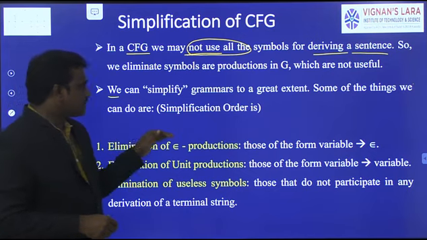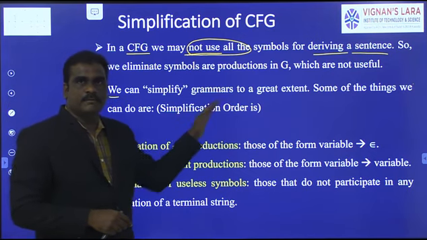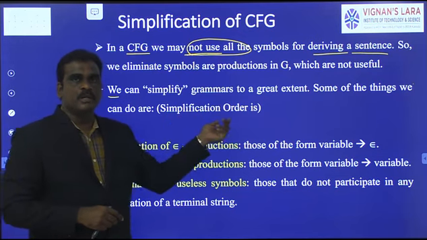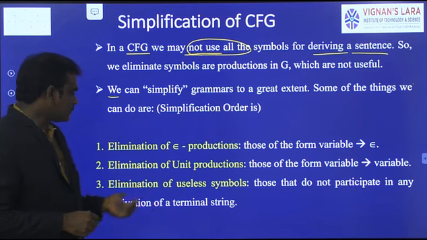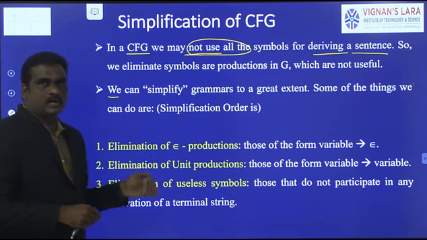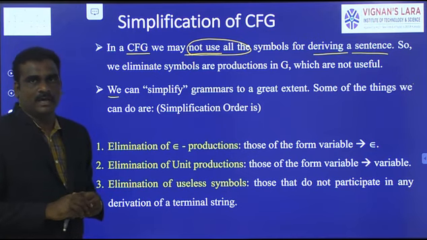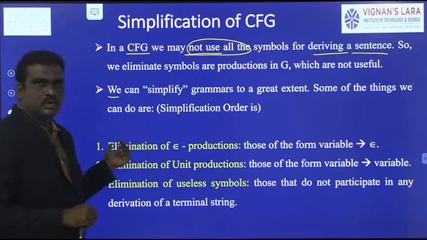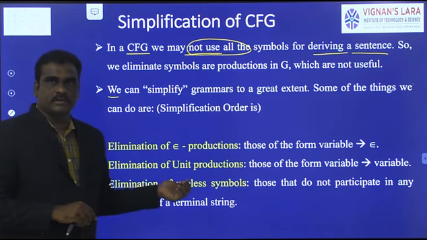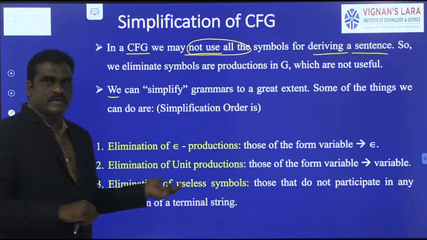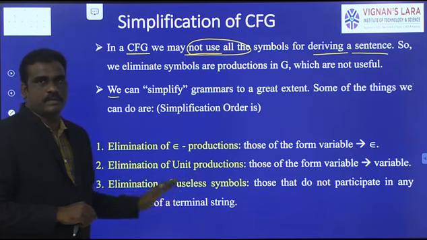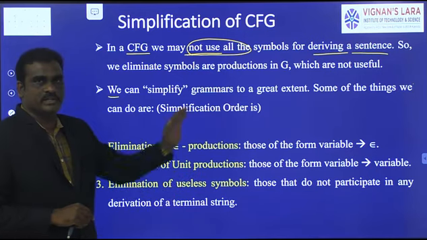But sometimes they may ask to simplify the following grammar. Simplification means we have to perform all these 3 operations, and we have to follow the order. The order is: first we eliminate the epsilon productions, next we eliminate the unit productions, and finally we eliminate the useless symbols. We should follow this order. So this is the order of simplification.